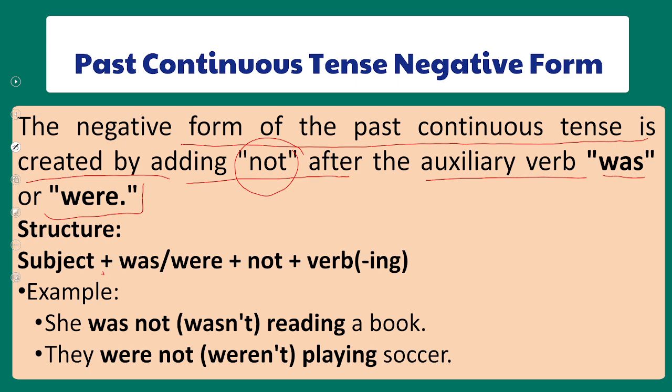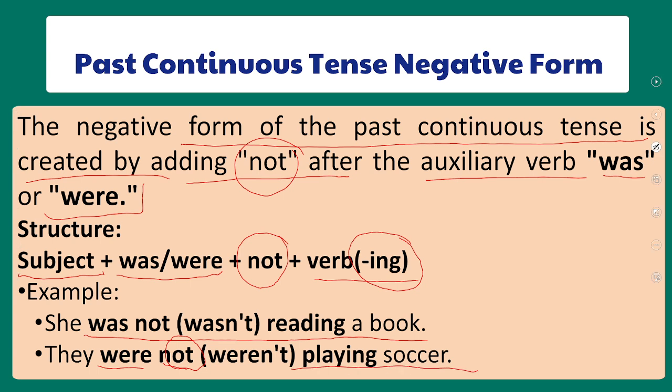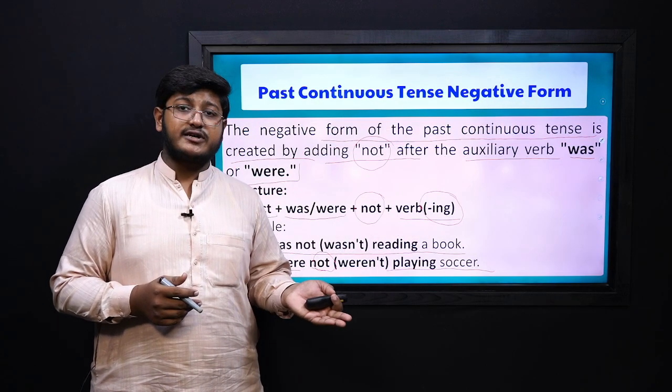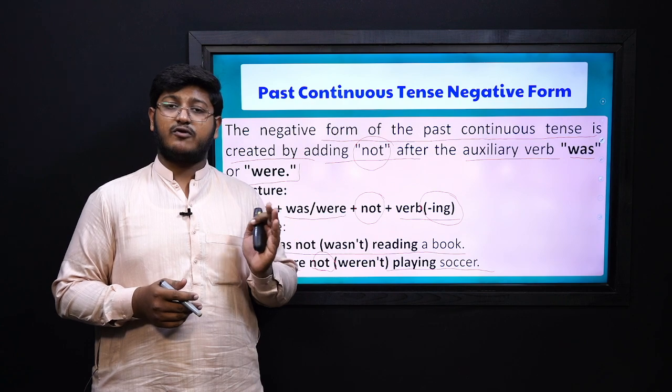So what is the structure? Firstly the subject, then was or were as it is, and then we insert not before the main verb, and the verb also comes with ing. Like, she was not reading a book, they were not playing soccer. So just by putting a not, we can make the negative form of the past continuous tense. I hope you have understood how to make the negative form of past continuous tense.